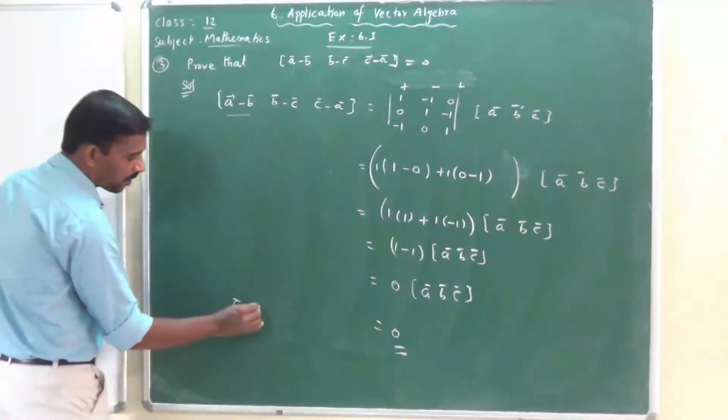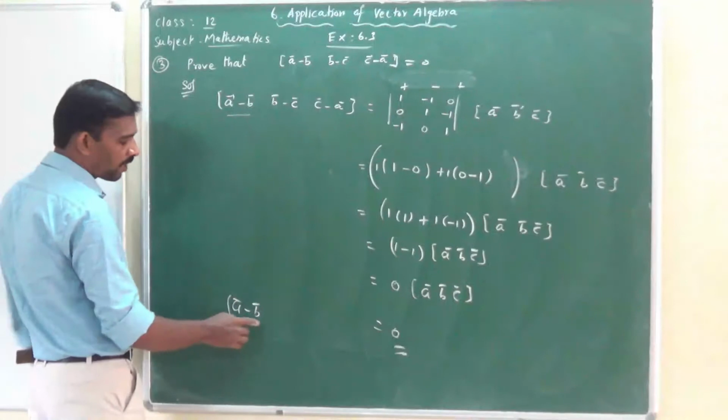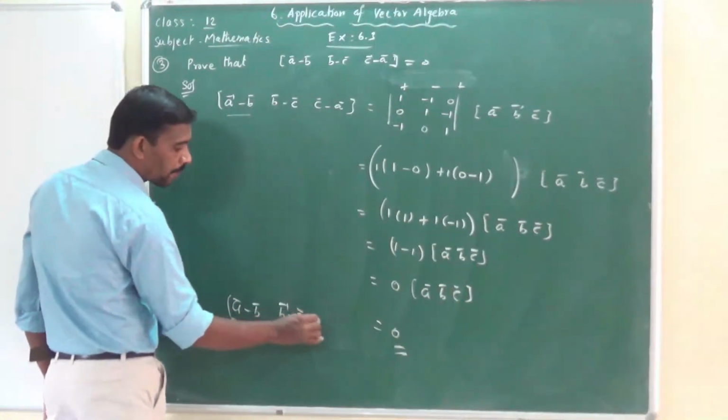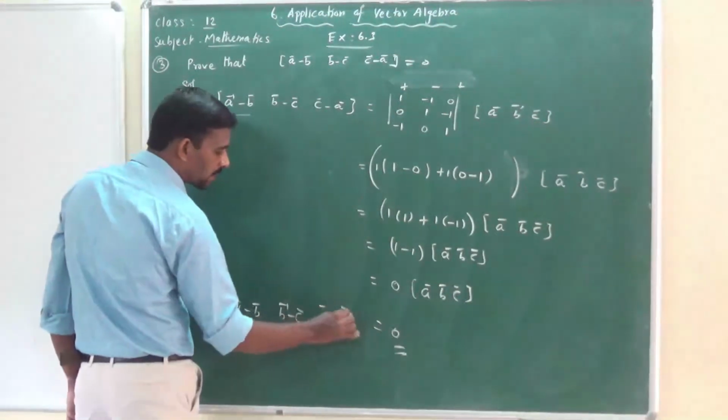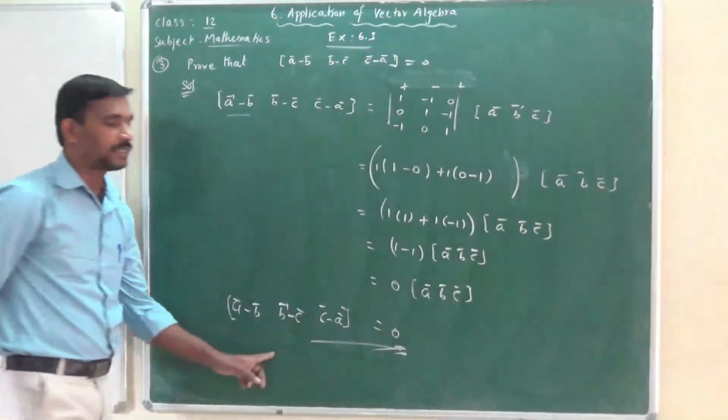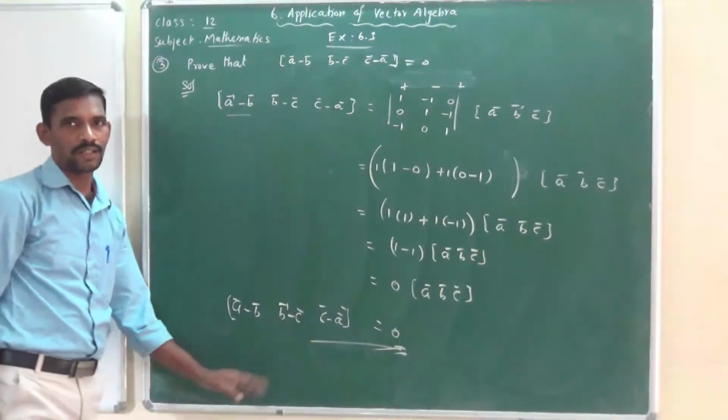So the box product of a vector minus b vector, b vector minus c vector, c vector minus a vector is equal to 0 vector. Hence proved.